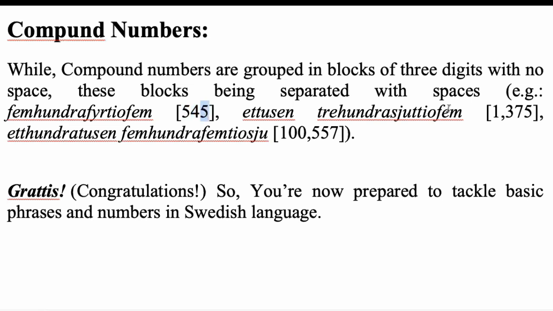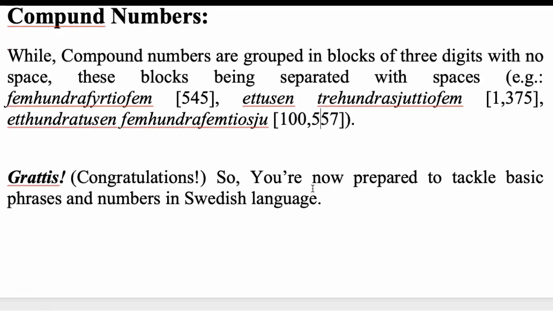Now we have a slightly more complex number: trehundra means 300, and this is 75. The 70s we learned: sjuttiofem. So 375. Next we have hundra tusen, which means 100,000. That becomes ett hundra tusen. And 550 and so on. These are the numbers that we learned.